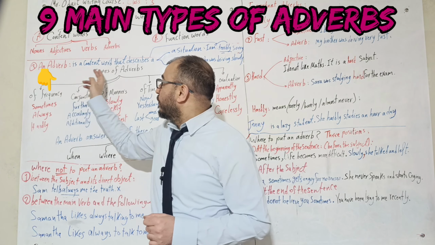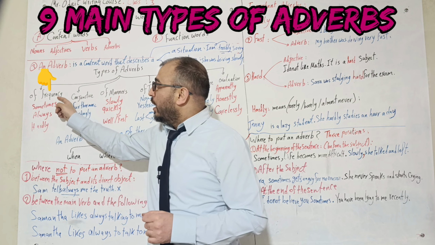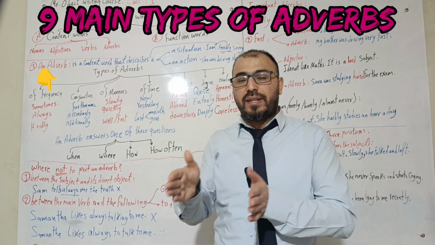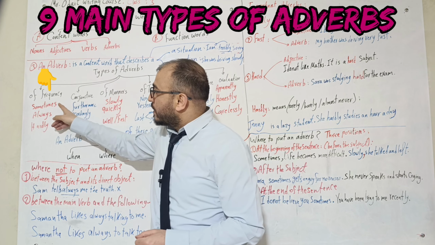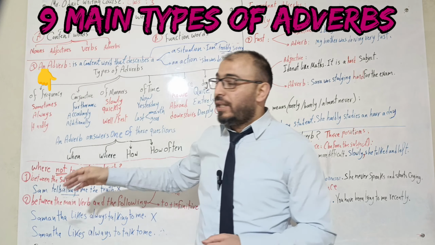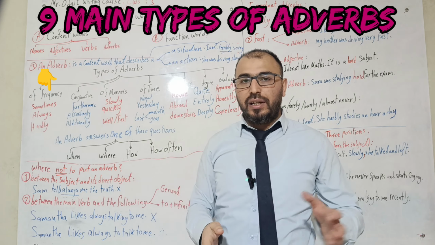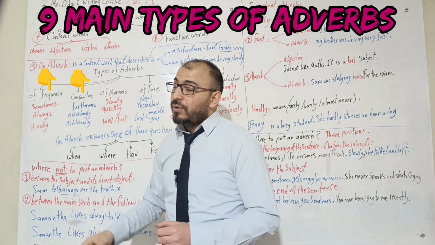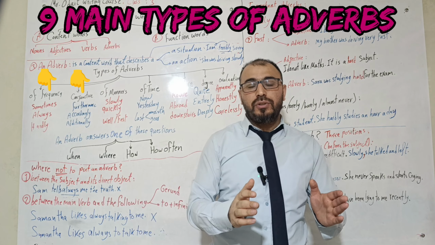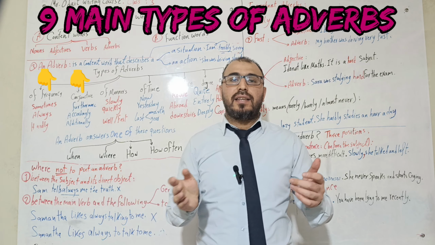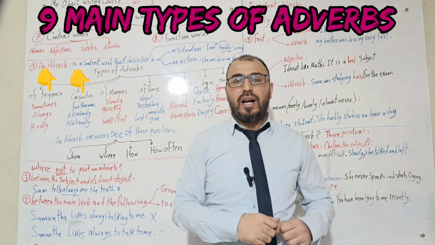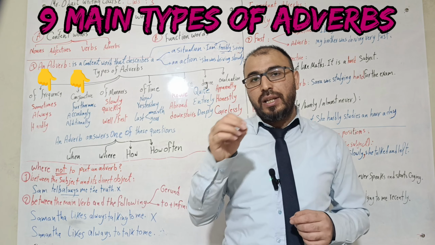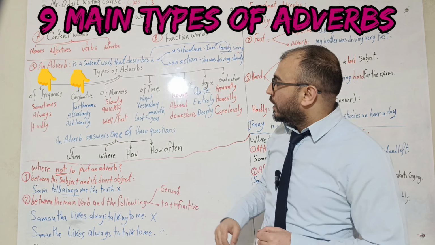The first one is adverbs of frequency, and these adverbs answer one question: how often something happens. Here we have sometimes, always, hardly, never, often, and the others. The other one is conjunctive adverbs. Those adverbs are used to connect ideas and sentences in our paragraphs and essays, and we are going to discuss them thoroughly in the upcoming classes.